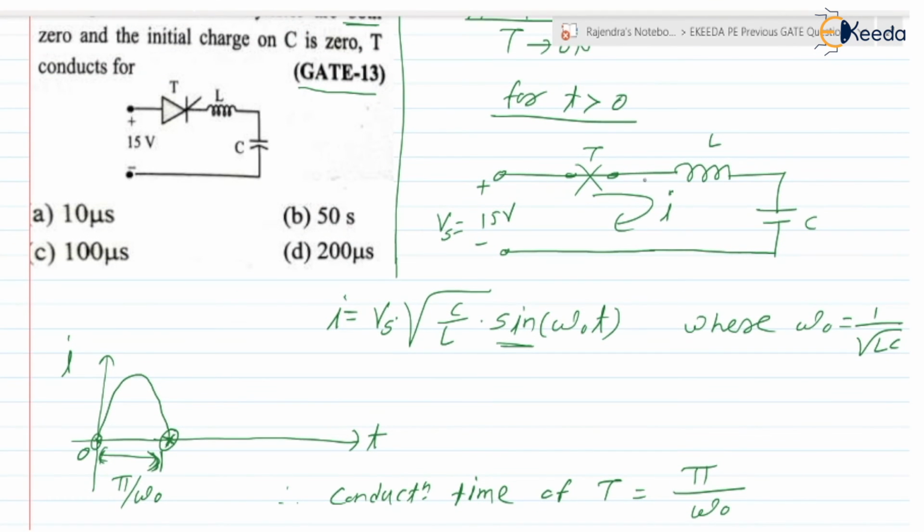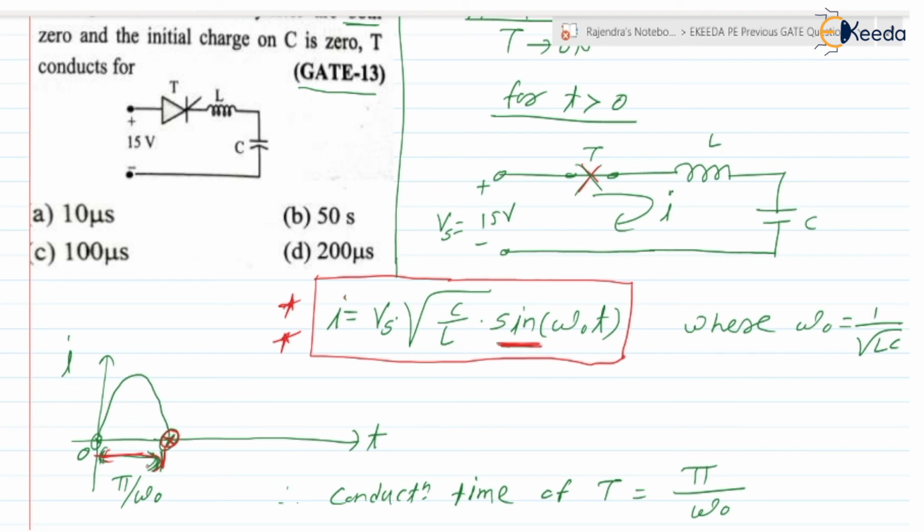Are you getting the point? After t equal to 0, the current starts flowing in the circuit, and this expression for the current is very important, because in class A, class B and class D commutation we have derived and used it multiple times. If the supply is DC and the circuit consists of only L and C elements, the current will be Vs under root C by L into sine of omega 0 t, a sinusoidal one. At this instant the current flowing through the thyristor becomes 0, less than the holding current value, so the thyristor will turn off. Therefore the conduction time of the thyristor is only this much.